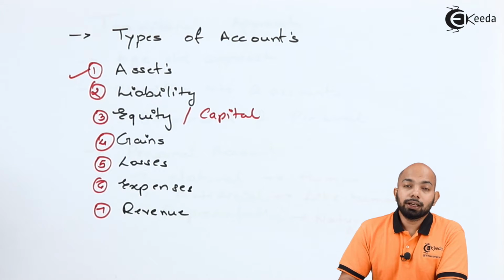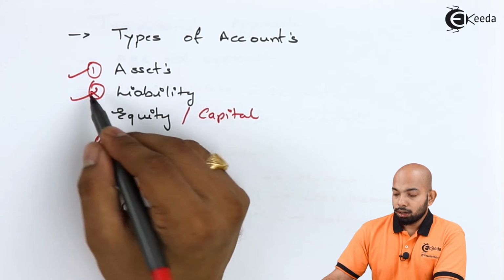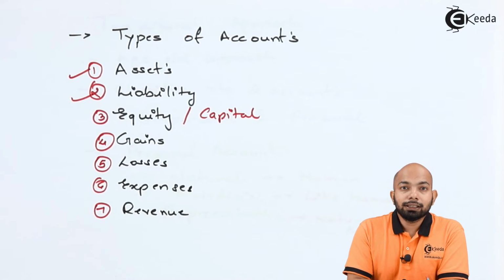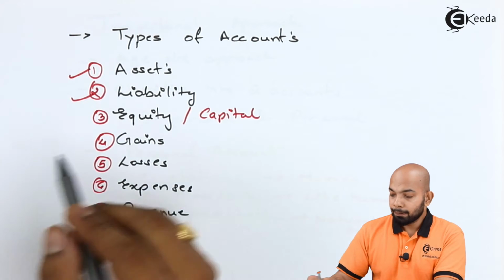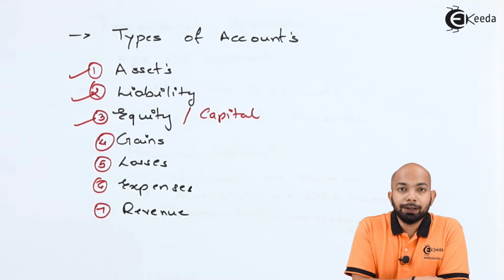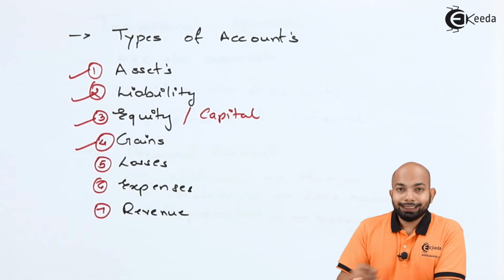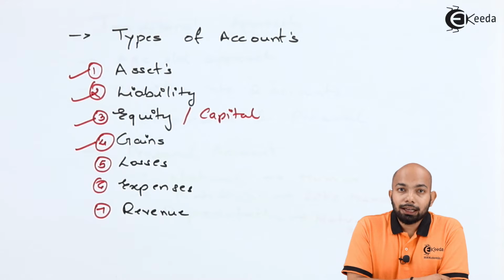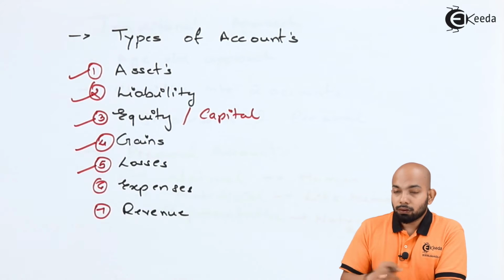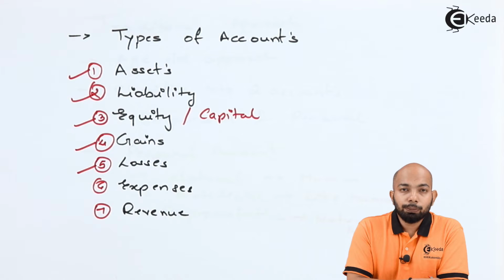Assets, something that the company owns. Liability, something that the company owes to someone else. Equity or capital, where the amount has been put into the business from the owner's own pocket. Gains, all non-operational incomes. Losses, any operational or non-operational loss that you have to figure out, or the loss due to which there is an excess of expenses over income, falls under this specific category.